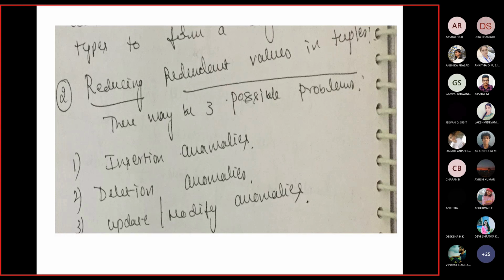Anomaly in the sense of a problem. First is insertion anomaly, second is deletion anomaly, and the third is update anomaly, or we can also say modify anomaly. That means if I have redundant values in tuples, there are three possible problems that can occur: insertion anomaly, deletion anomaly, and update or modify anomaly.